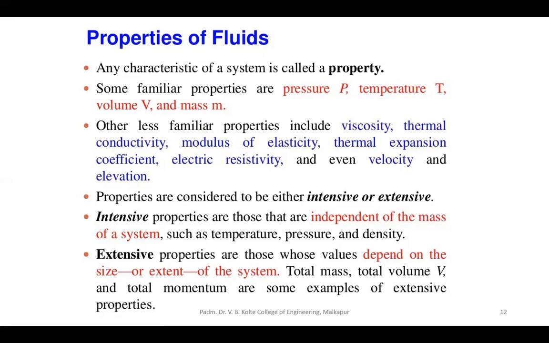These are some examples of intensive properties. याच्यात उलट काय आहे? Extensive properties are those whose value depends on the size or extent of the system, meaning they depend on the mass of the system. This property is called an extensive property. For example, it will be the mass, the total volume, the total momentum. These are some examples of extensive properties.